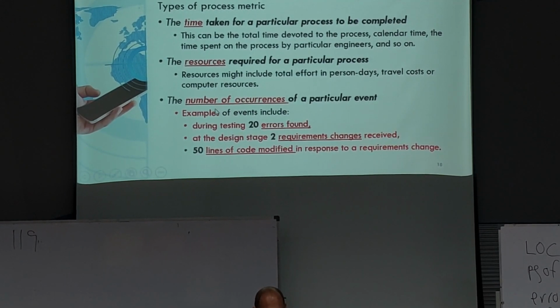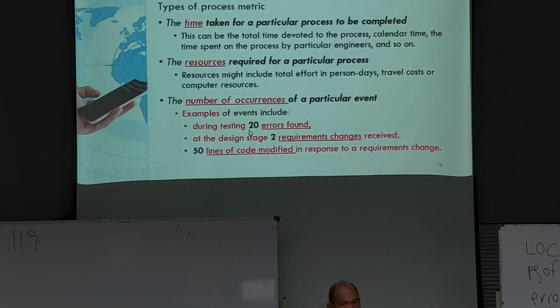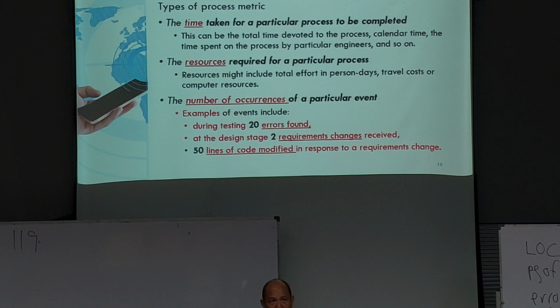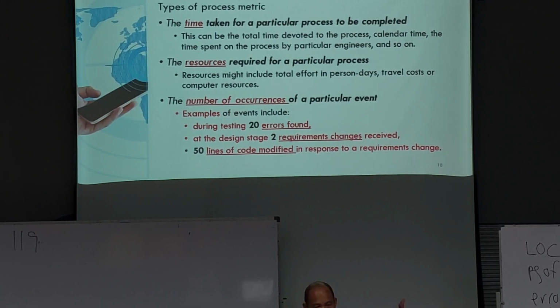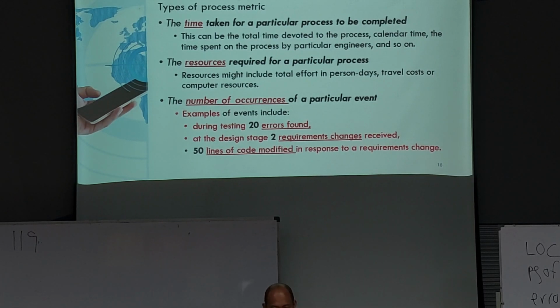So examples: during testing, 20 errors found. This is an example of an event. When you do testing, you found out there are 20 errors. And at the design stage, 2 requirement changes received. So analysis, design, code, test. At the design stage, you receive 2 requirement changes. It's an event. 50 lines of code modified in response to a requirement change is also considered an event.